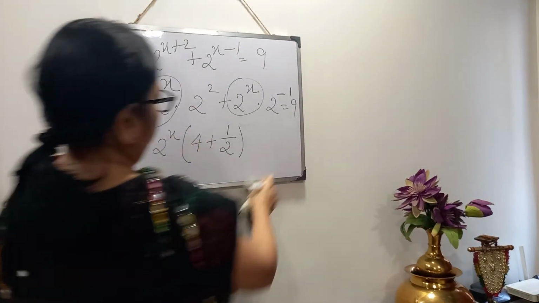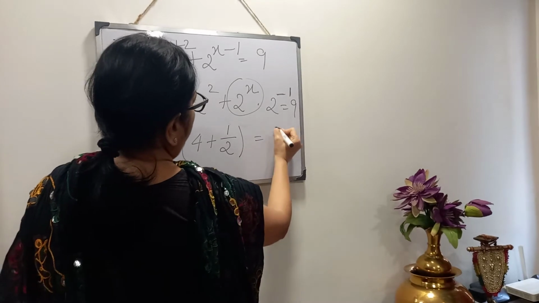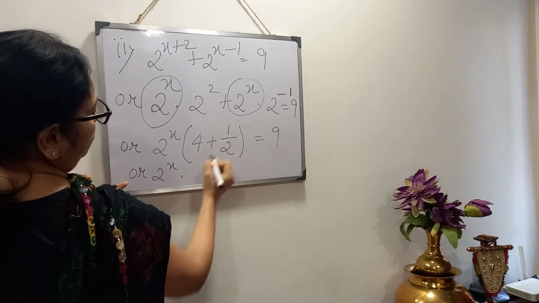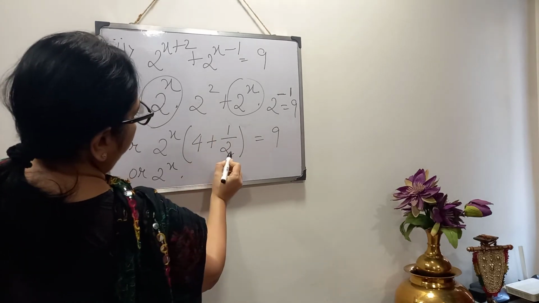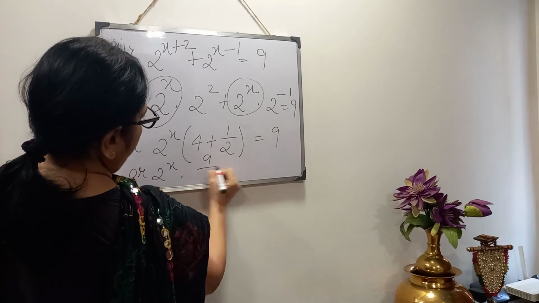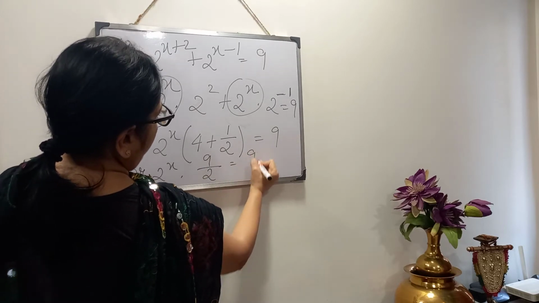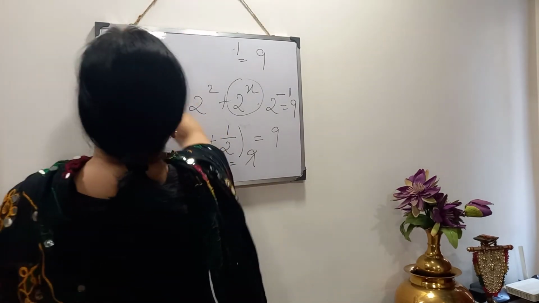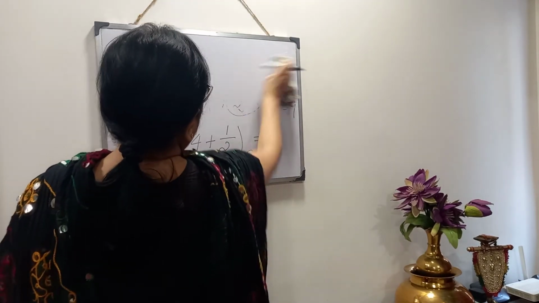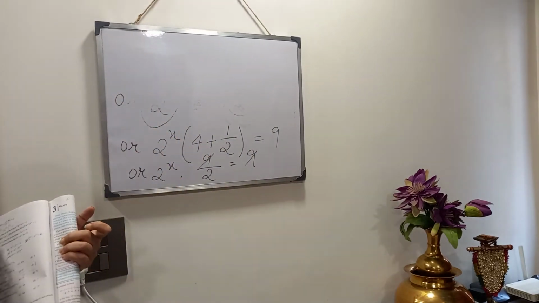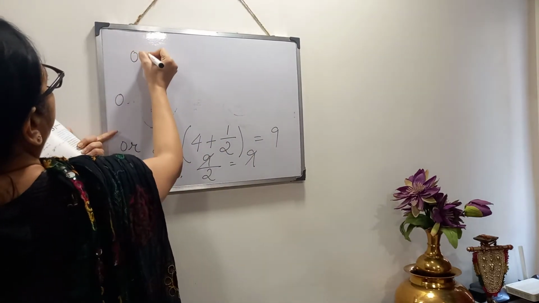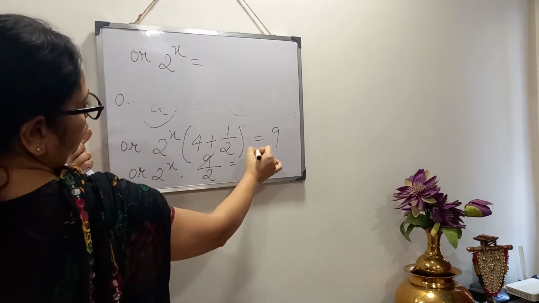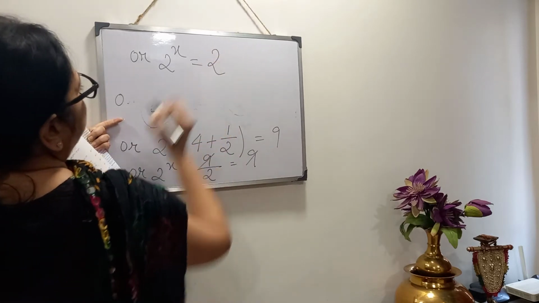Now right hand side 9, and 2 to the power x. If we take the LCM of this and add, it will become 4 twos are 8, 8 plus 1 is 9. 9 by 2 equals 9. Now this 9 and this 9 we can cancel. So it is becoming 2 to the power x equals, now see, there is 1. So 2 into 1, after cross multiplication, it is becoming 1.